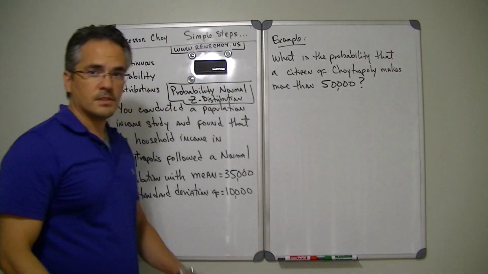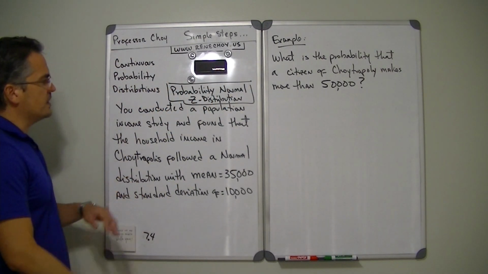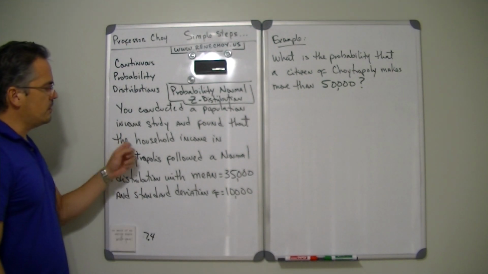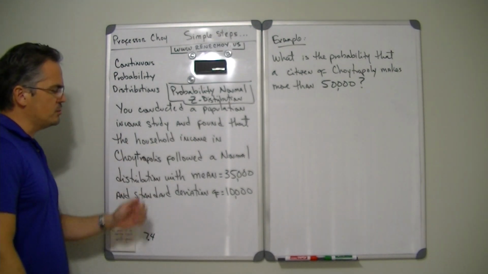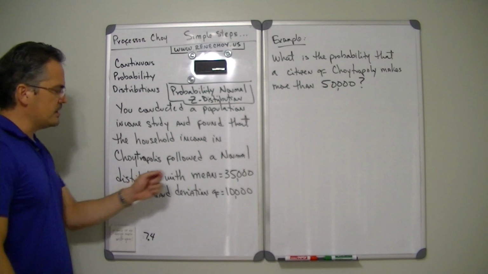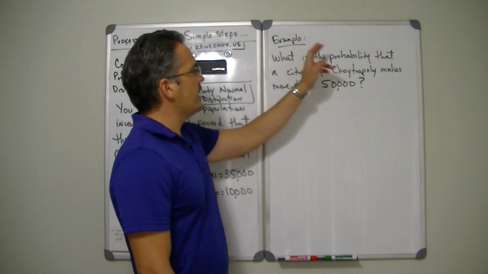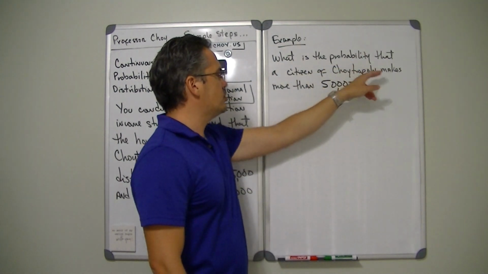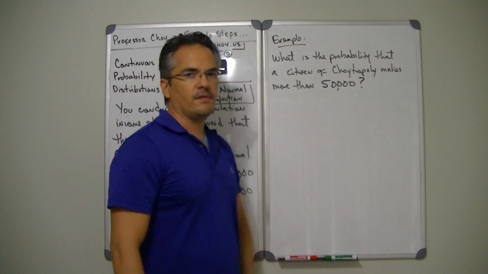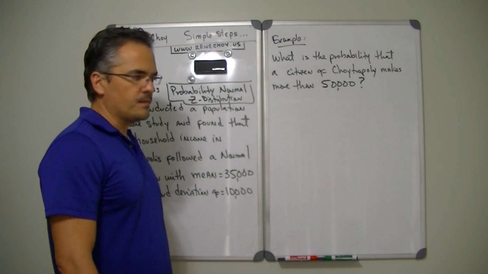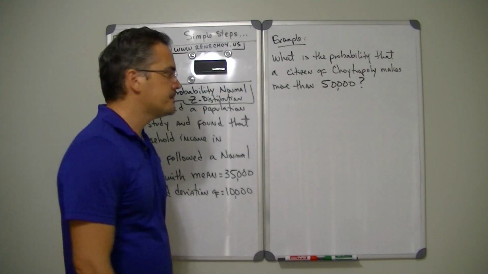Okay? So again, we have conducted a population study and we found that the household income in Choitropolis follows a normal distribution with a mean of 35,000 and a standard deviation of 10,000. And the question is, what is the probability that a citizen in Choitropolis makes more than 50,000? Okay? That's the question. So, let's go at it.